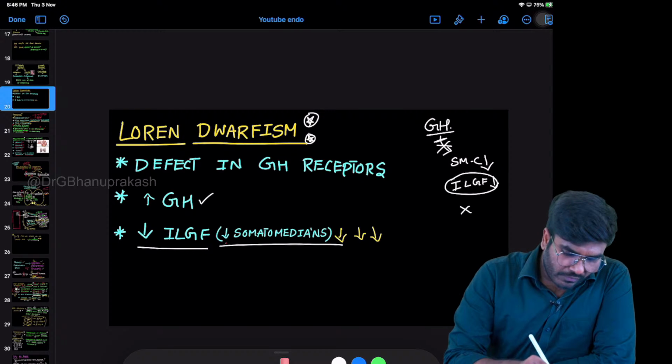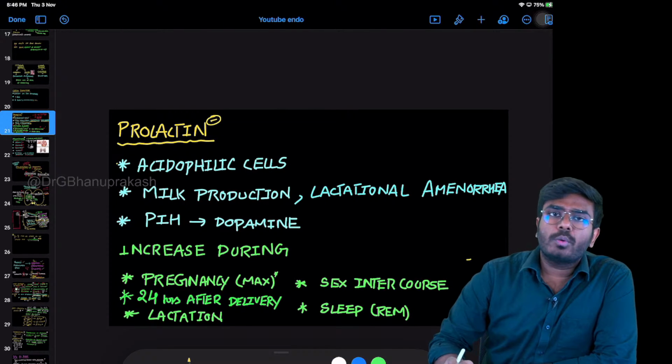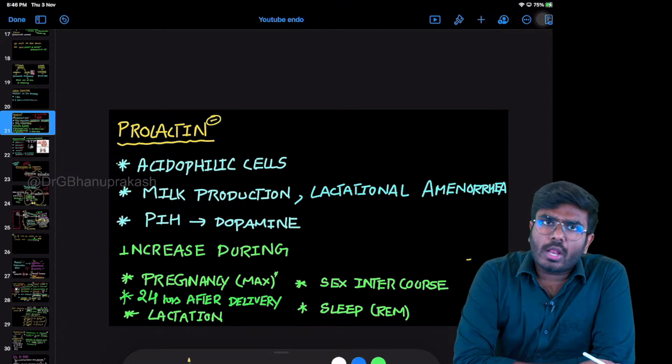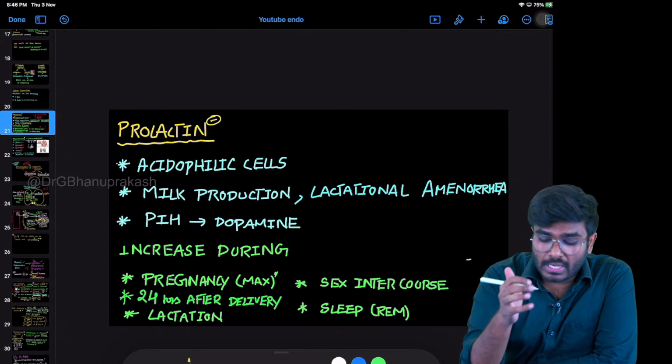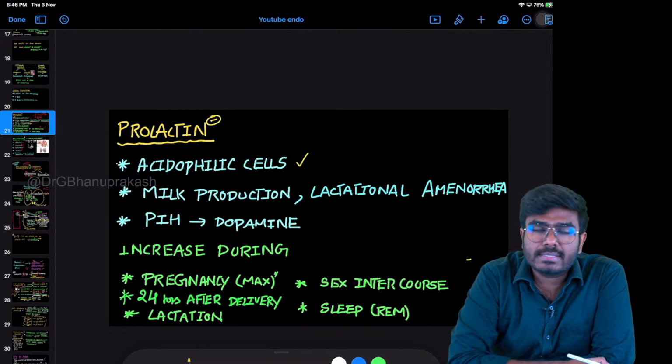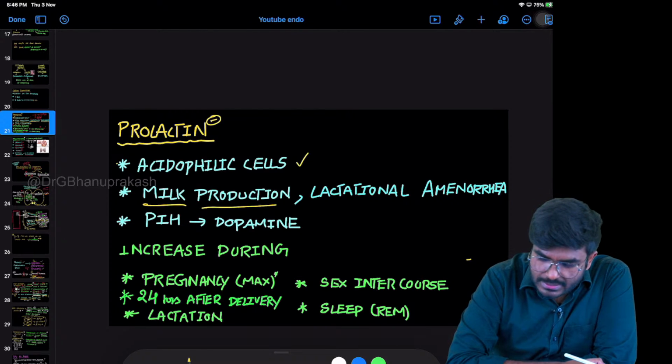Guys, now after discussing the growth hormone, quickly let's discuss a few important points about prolactin. Already we have discussed prolactin, but just a recap. Sir, prolactin is coming from which cells? Prolactin and growth hormone are coming from the acidophilic cells. True. Prolactin helps in milk production or galactopoiesis.